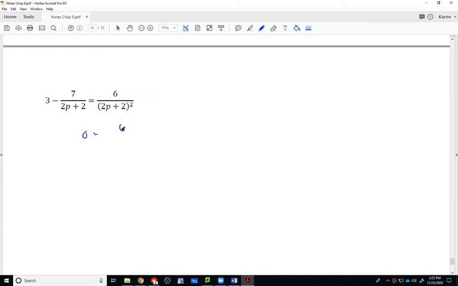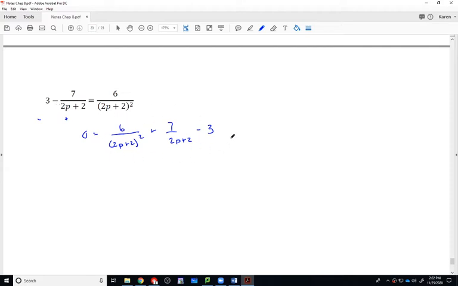So I'm going to have 6 over 2p plus 2, all squared. And then I'm going to add this whole 7 over 2p plus 2, and then I'm going to subtract the 3. So I'm just getting rid of them on this side. I have to add this and I have to subtract this.